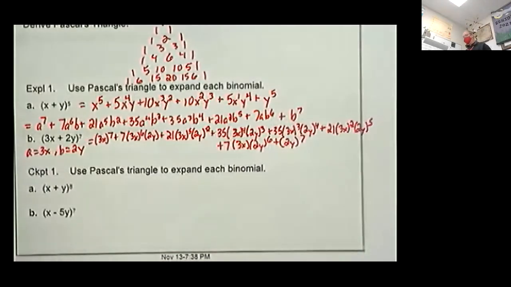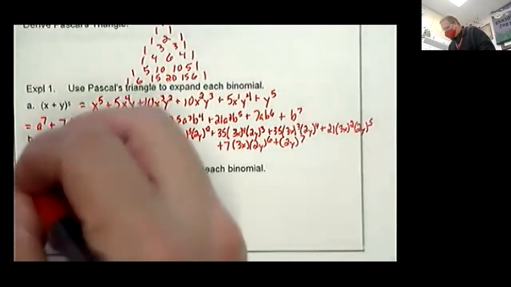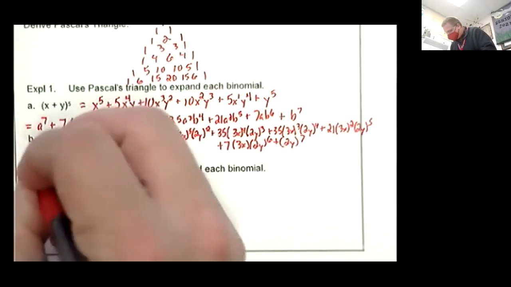So now we need to go through and just multiply out those coefficients to get all those terms. And when you do that, you're going to get some big numbers. This is what you should get.